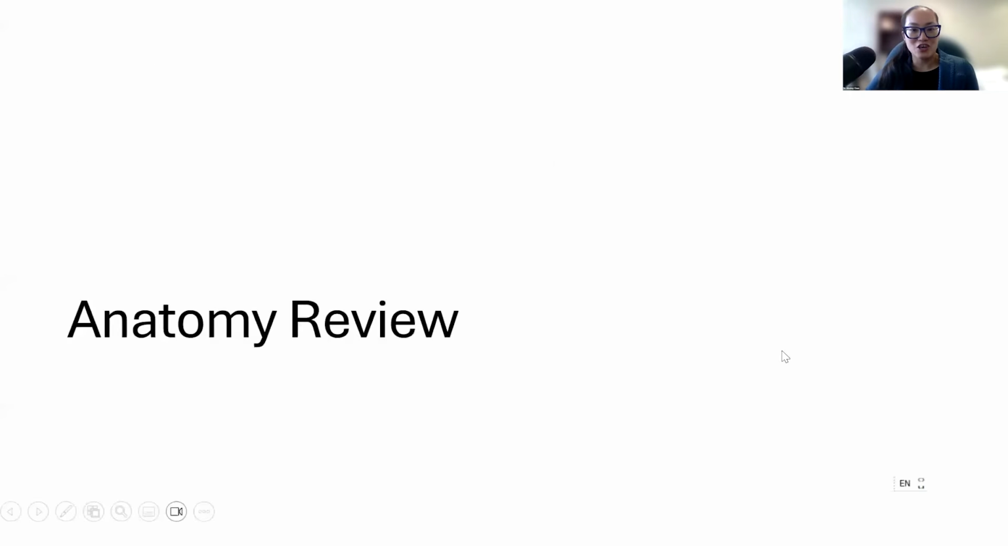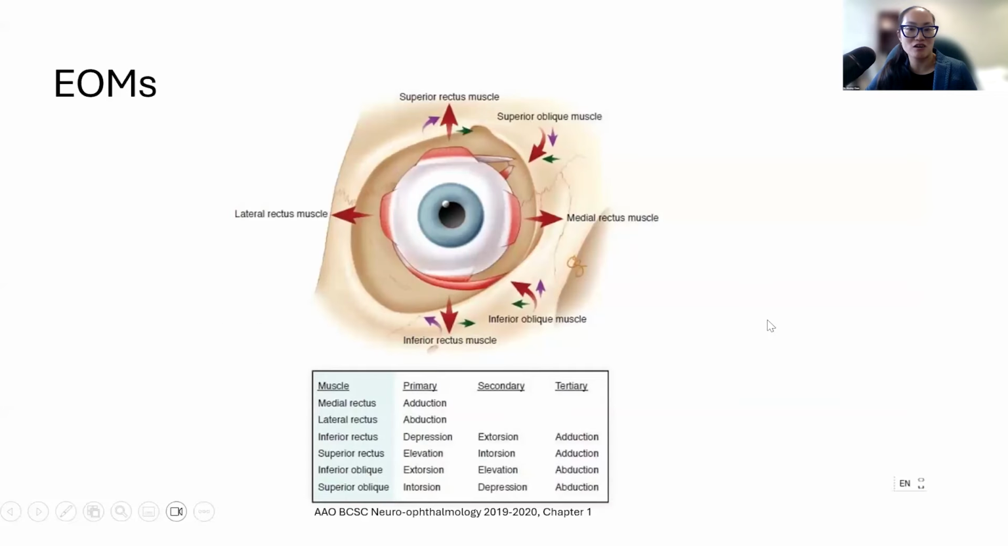I can't talk about the cranial nerves without reviewing the anatomy, but let's first review the anatomy of the extraocular muscles, which the cranial nerves innervate. In order to achieve extraocular motility, you have these 6 extraocular muscles. The easiest ones to start with are the horizontal muscles, the medial rectus and the lateral rectus. They only have one primary function. Medial rectus adducts the eye towards the nose. The lateral rectus abducts the eye towards the temple.